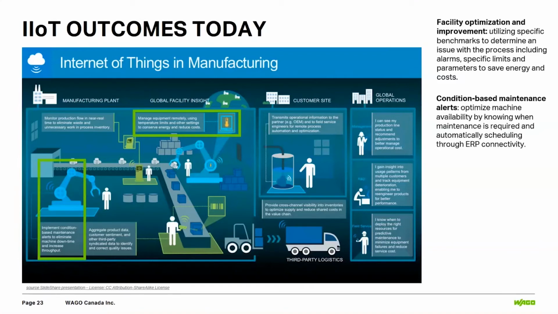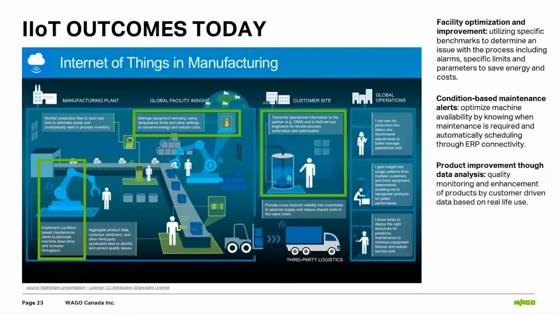Condition-based maintenance alerts. So we maybe want to optimize our machine availability by knowing when maintenance is required and then automatically scheduling that through our ERP system. So if our ERP system is on the cloud and we have the communication ability to send that data back and forth efficiently and make decisions, let's say we know that a machine is going to go down because we have that predictive diagnostic on it. Now we can send the information to our ERP to better schedule our maintenance team to come out, thereby potentially reducing the downtime of the machine or better scheduling it.